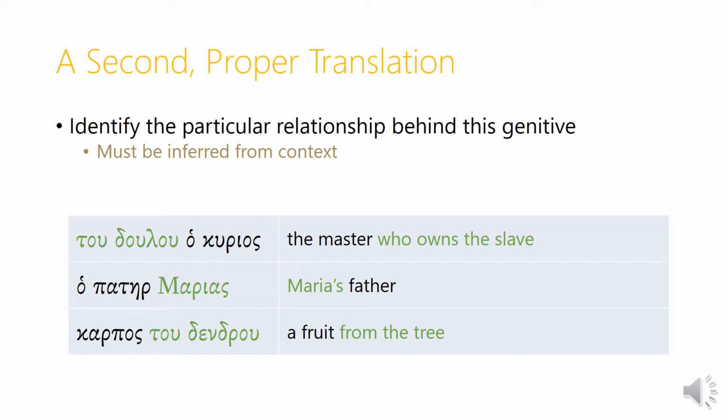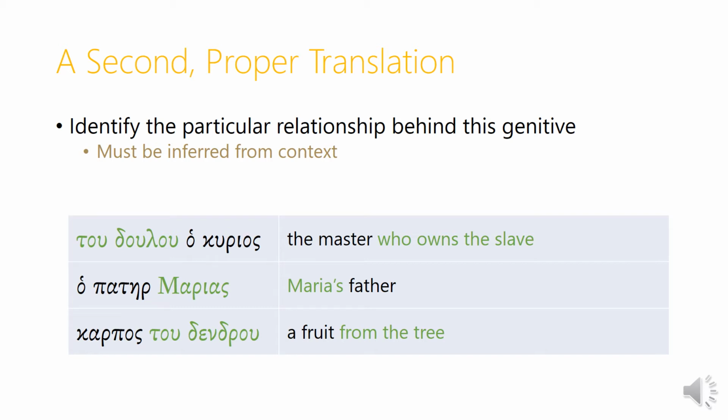Ho kurios tou doulou is the master who owns the slave. There's nothing in the genitive there that tells us that the relationship is ownership. But when I look at it and I think initially this is the slave master, then I have to think in context, what kind of relationship is there between masters and slaves? And if we were looking at a full passage, we'd have even more context to help us with that. And generally, the relationship between a master and slave is the one of ownership. So Tou doulou ho kurios would mean the master who owns the slave.